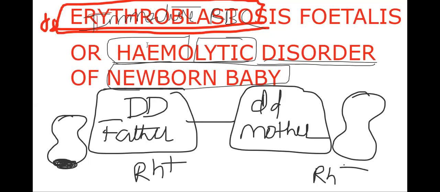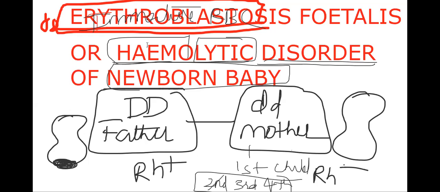In a second child, when this is an incompatible marriage, the first child may escape due to the late production of antibodies the first time. But the second child, third child, fourth child, simply we say second child onwards, they die. So simply we define erythroblastosis foetalis like this.